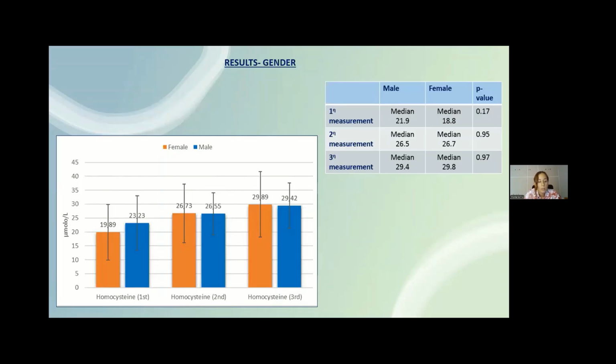So patients were divided into male and female, and in the first measurement, we can see that males have a higher percentage of elevated homocysteine levels than women, but the difference was not statistically significant, and the same was true in the second 2 measurements.